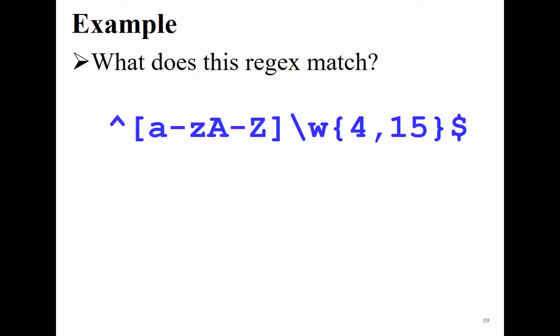This is the start point. Then we have \w. What's the \w shortcut for? Word characters. Can include underscore too. Yes? Good. And you need this 4 times at least, and maximum 15 times. So if someone writes something 16, you exclude it.